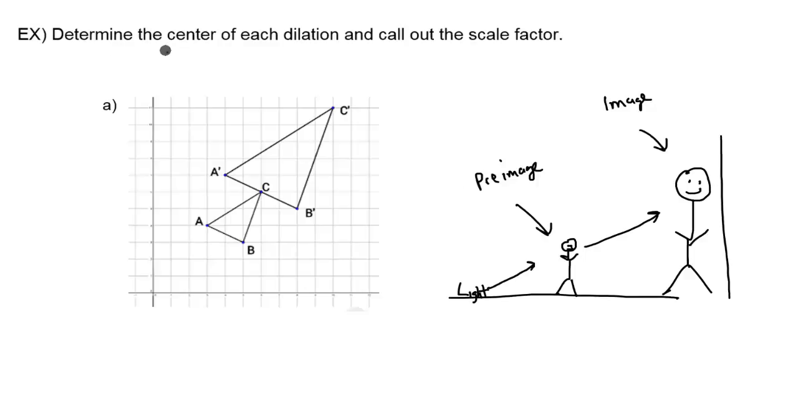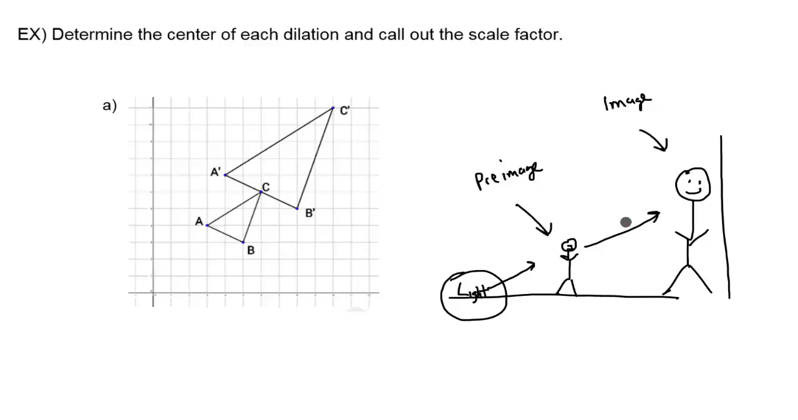Now, when it's asking for the center, that is looking for where's this light. So where is this pre-image being projected from? Kinda, sorta, in a way. Now, it's also important to say that besides enlarging something, a pre-image, you could also make it smaller, and that's called a reduction. But let's just go from here.